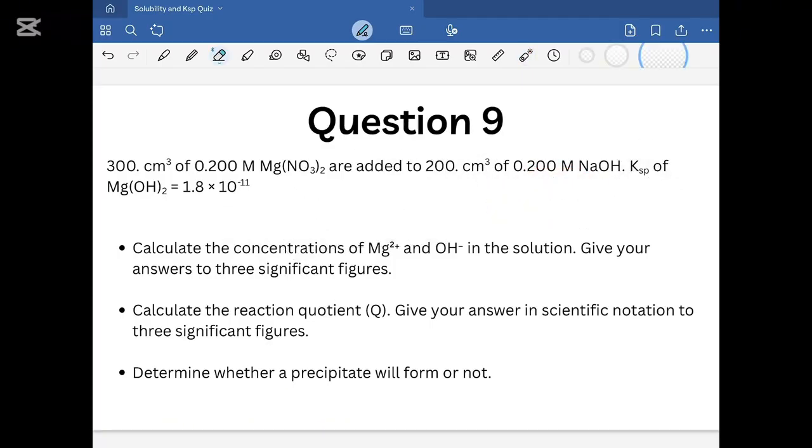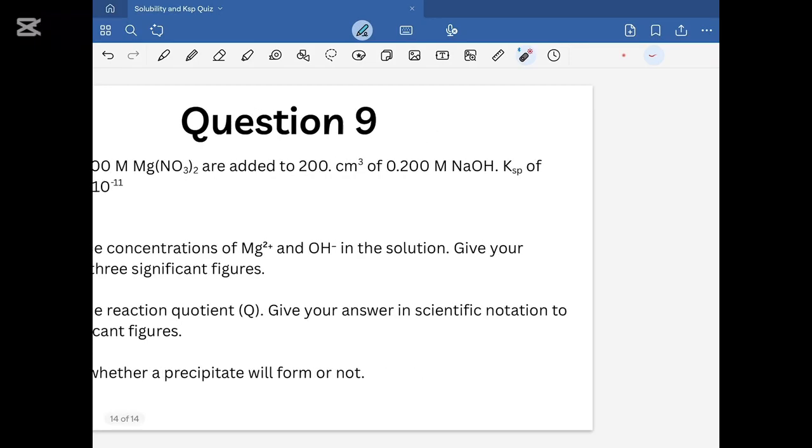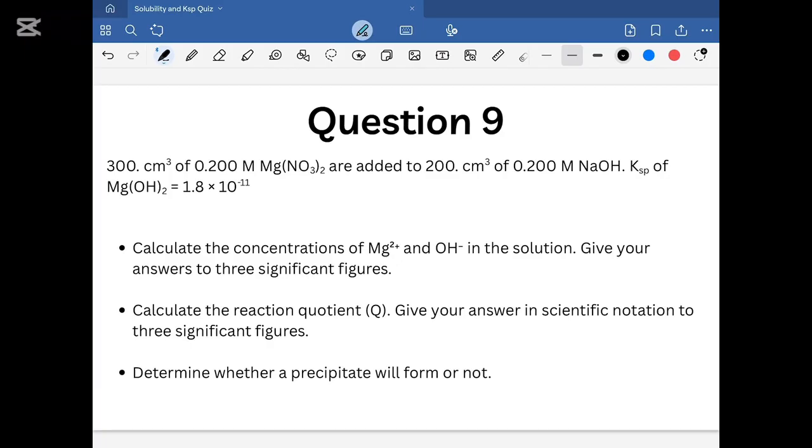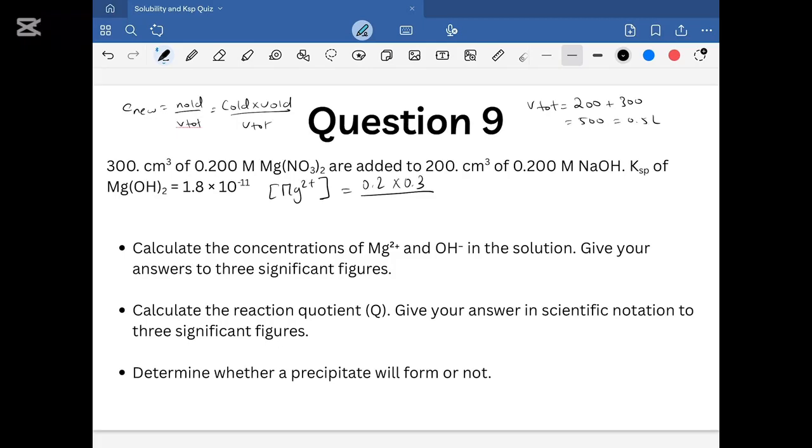So now let's go for the first question, which is to calculate the concentration of Mg2+ and OH- in the solution, as if after we mix the two solutions, and give your answer to three significant figures. Now the concentration for Mg2+ is going to be equal to, we're going to use the formula C new is equal to C old times V old over V total. Mg2+ has a concentration of 0.2, and I'm going to change the volume to liters, so it's 0.3, and divide by the total volume. V total is equal to 200 plus 300, so 500 milliliters, which is 0.5 liter. Divide by 0.5, and I'm going to get the concentration as 0.12 M after mixing.